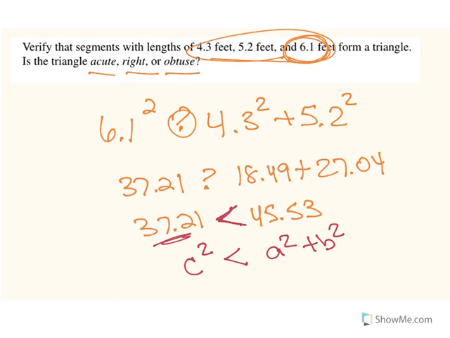You do need to remember those two things. That if c squared is smaller, then it's acute. The way I remember that is that smaller means a smaller triangle, and to me, acute triangles are smaller than obtuse triangles. However, you need to remember that.